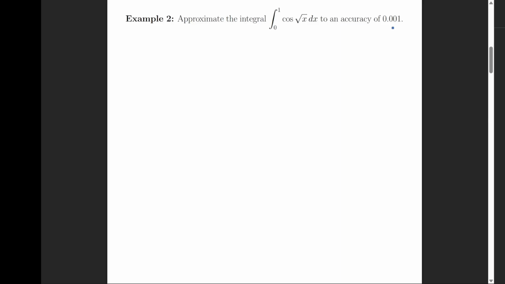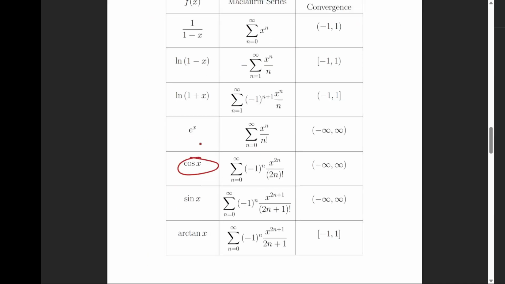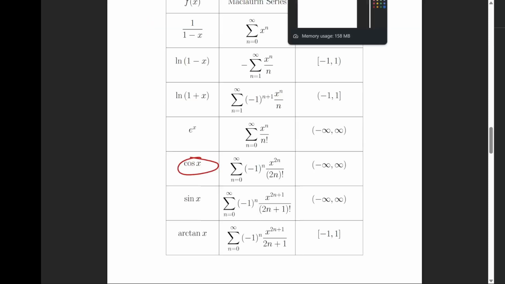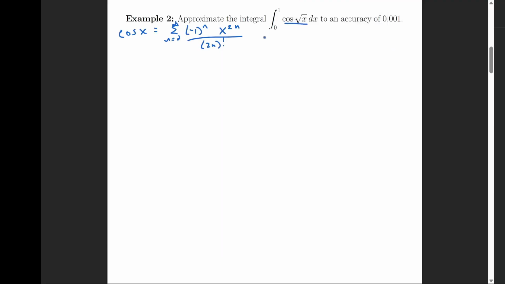Okay. Next problem. So, look at this. Well, we don't have a Maclaurin series for this, right? But we do have a Maclaurin series for cosine x, so you can use that for this. So, let's write it out. When it's cosine x, it's going to be... I think. Did I write that correctly? Yeah, I did.